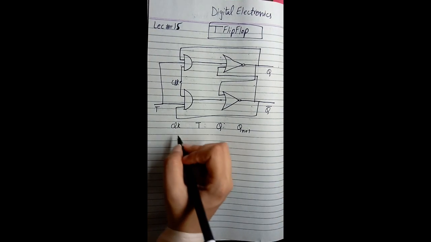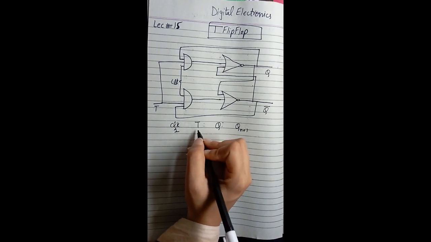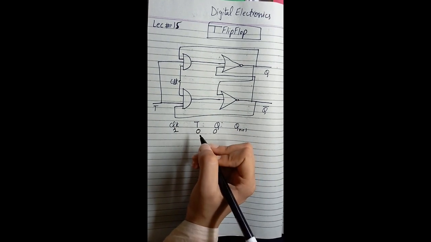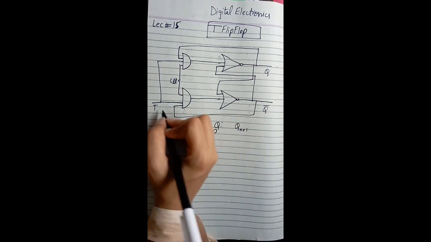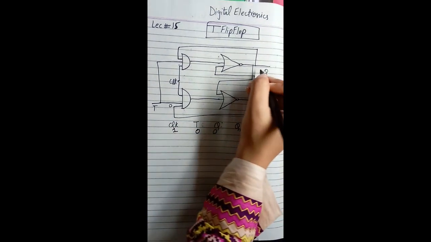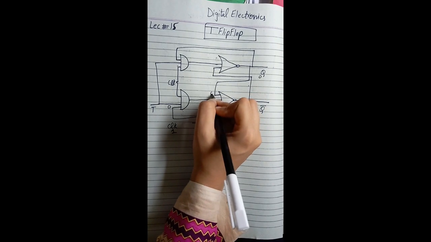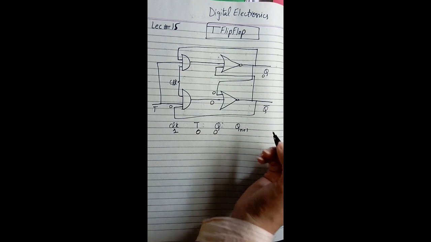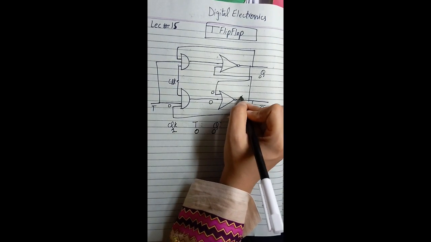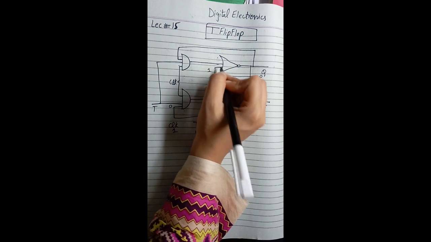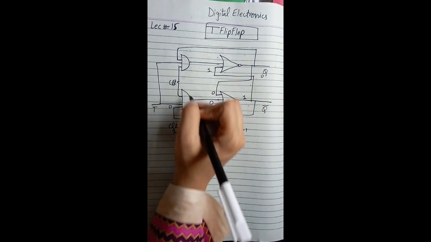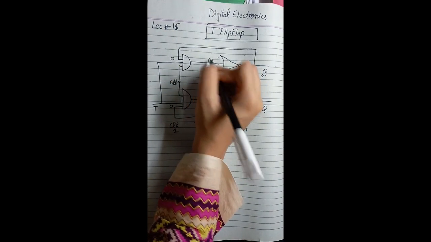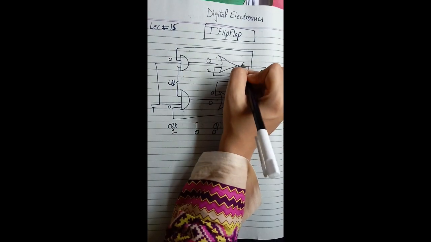We are taking the clock equal to 1, T equal to 0 and Q equal to 0. So when our T is 0 and Q is 0, so here we have 1 and 0, it will give us 0. 0 and 0 will give us the output 1. This one will go here as input, and we have T equal to 0, so automatically the AND gate will give us 0. This 0 and 1 will give us output 0.